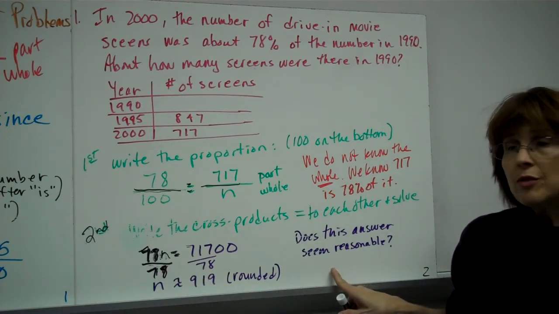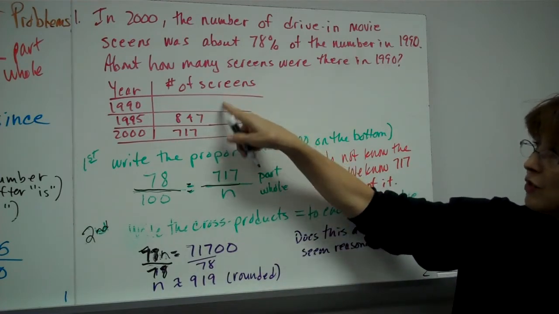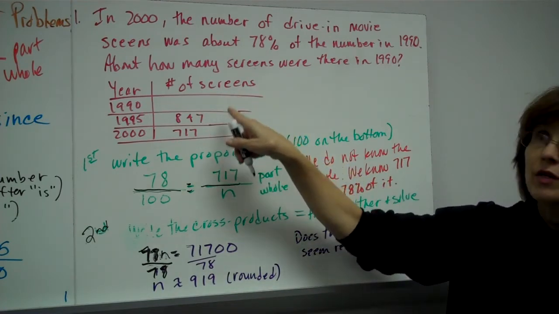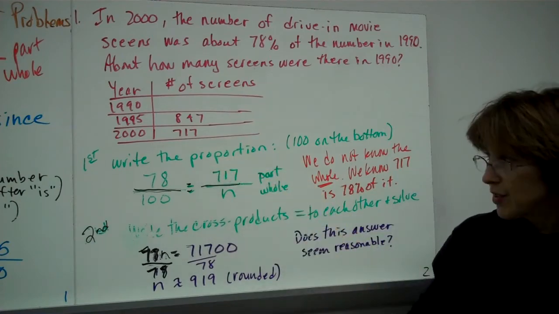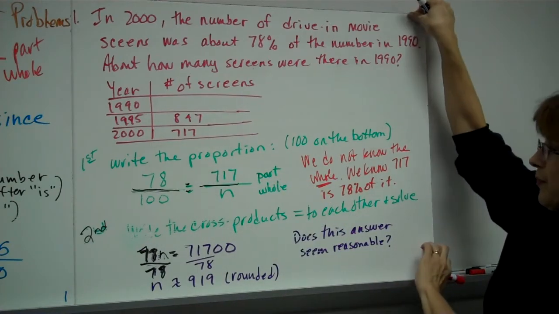Does this answer seem reasonable? Sure, because you know it's going to be more. They had more in 1990 because they don't have hardly any now, right? It got less and less through the years. Okay, let's do another example.